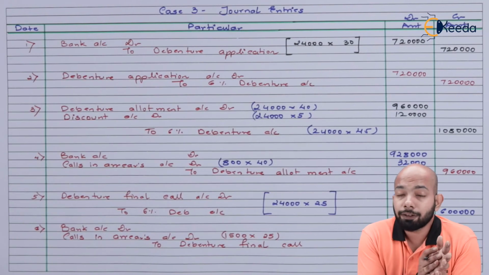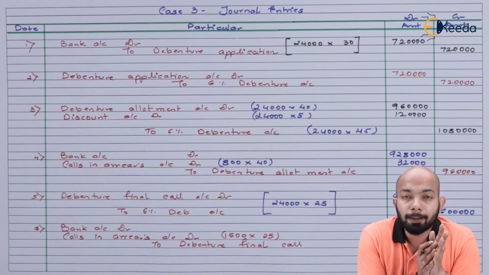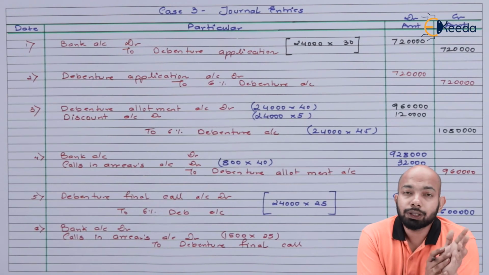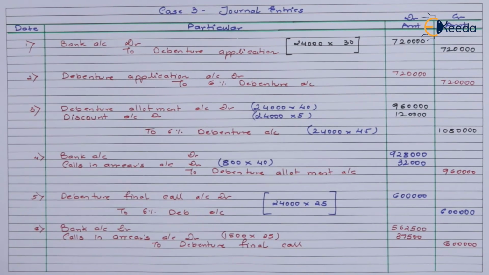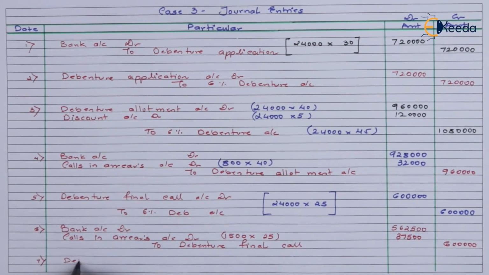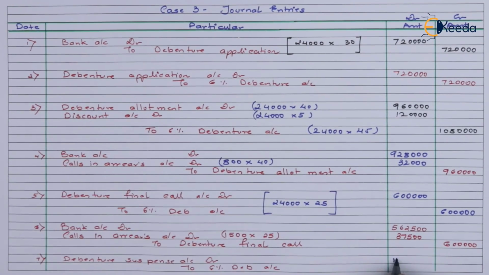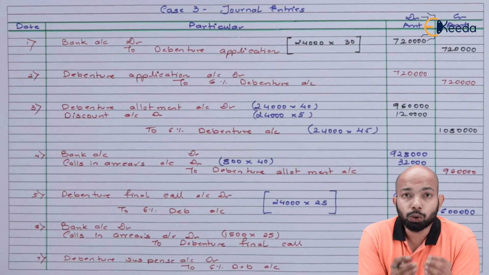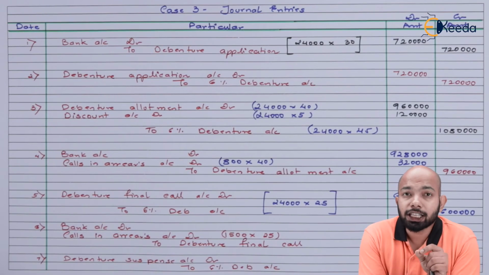So 37,500 is the calls in arrears. Whatever you have received, you have mentioned in the bank account. Now, after this entry, we'll pass the last entry, which refers to debenture suspense account for the loan that has been procured here. So total of 11 lakh debentures were issued for a loan that had to be procured for 9 lakh rupees. So that entry has been mentioned.